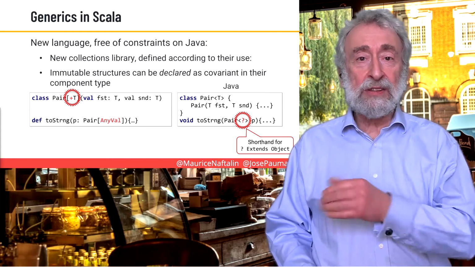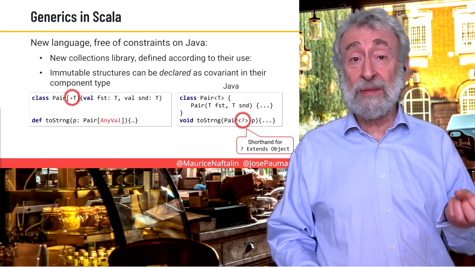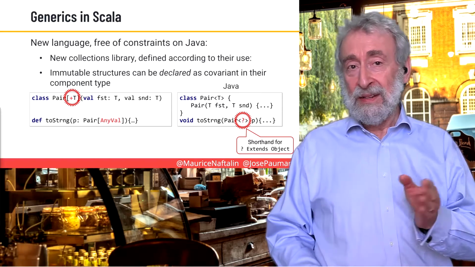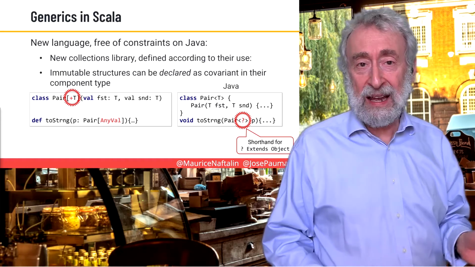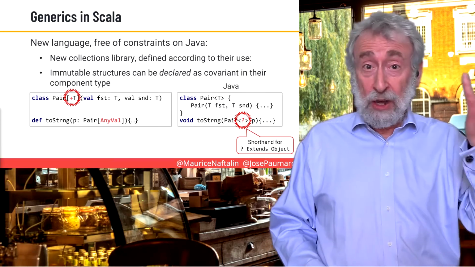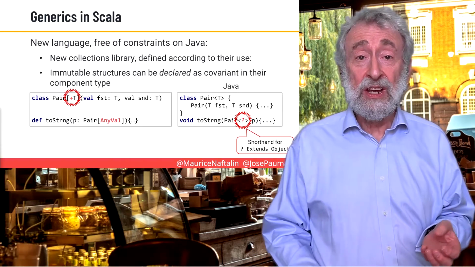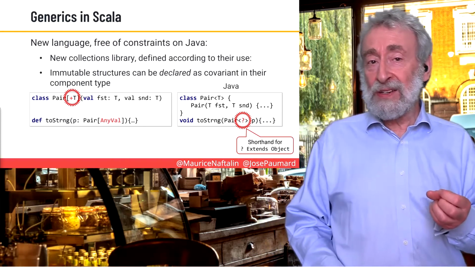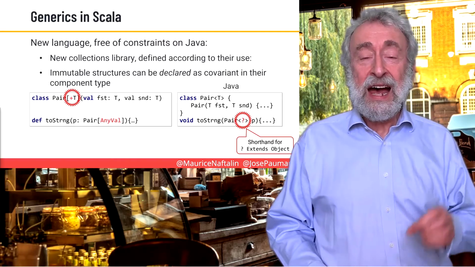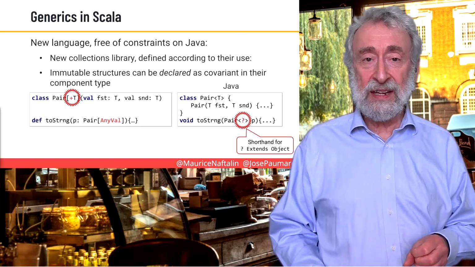Whereas in Scala, by contrast, if you wanted to do the same thing, you can simply define your toString method, or the designer of the pair class can define the toString method on a pair of any val, which is the top of Scala's type hierarchy, the equivalent of Java lang object. So the work of handling variance, whether covariance or contravariance, has been taken away from the client programmer and given to the library writer instead.